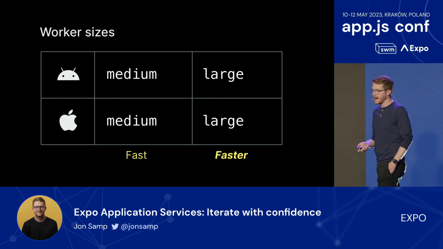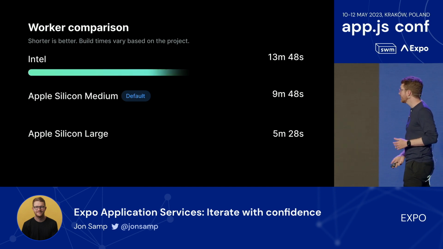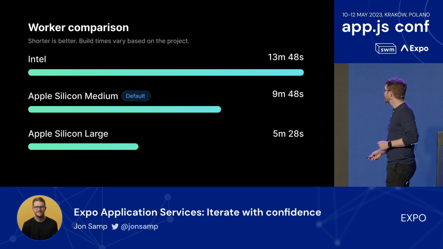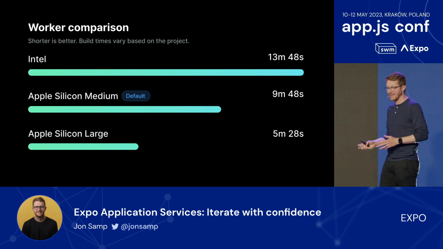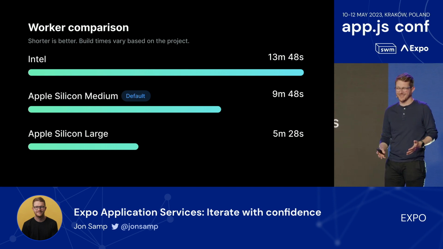I took one of my apps, and I built it on Intel, and then Apple Silicon Medium and Apple Silicon Large, and I compared all three. And here's what I found. The Intel one took nearly 14 minutes. I got nearly 10 minutes for the medium one, which is now default. And on the large worker, it only took 5.5 minutes. This is awesome. In fact, so fast that when I ran this, I thought there was an error and that it had bugged out and ended early, but no, it was actually finished.